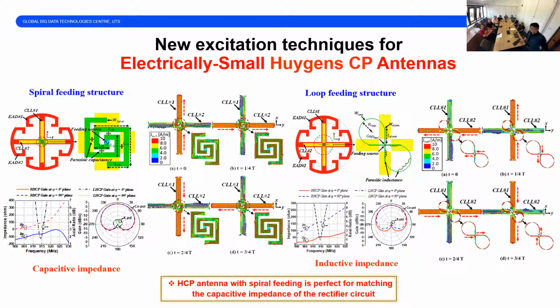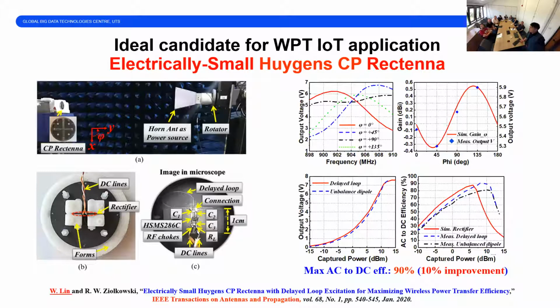So we first developed the spiral feeding system. The spiral feeding system gave the capacitive impedance, because there is parasitic capacitance between the feeding structure. And later on, we found that if we have a delay line structure like that, because a delay line has a long wire, it is going to give us more inductance. So this one can give us the inductive input impedance, but also generate the proper phase that is required to generate the CP system. So this is the ideal one, where we can get rid of the inductor. So we finally realized 90% AC to DC conversion efficiency with this design.